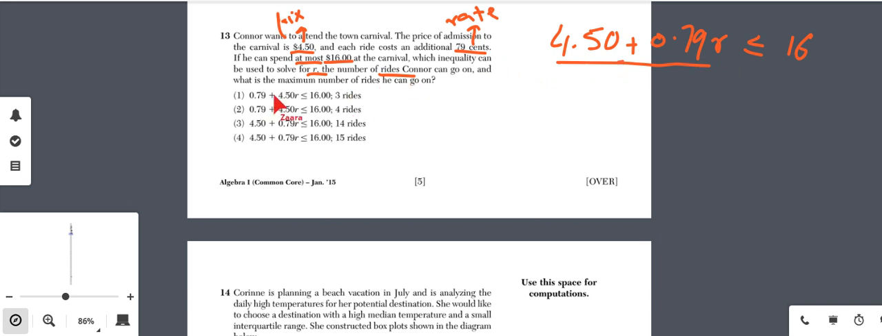The words at most and at least are very important when we are writing inequalities. Now we have to calculate the number of rides. So we will solve it further. I am subtracting 4.50 from both sides. So I will get 0.79r is less than or equal to 16 minus 4.50. The answer will be 11.50, right?